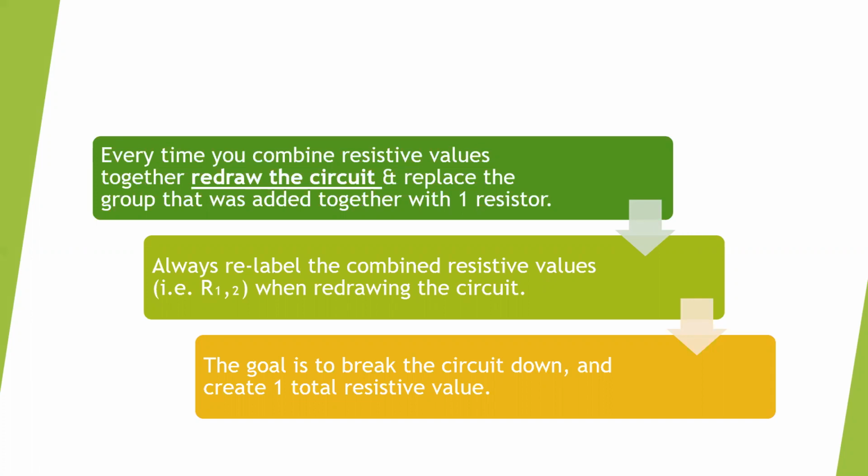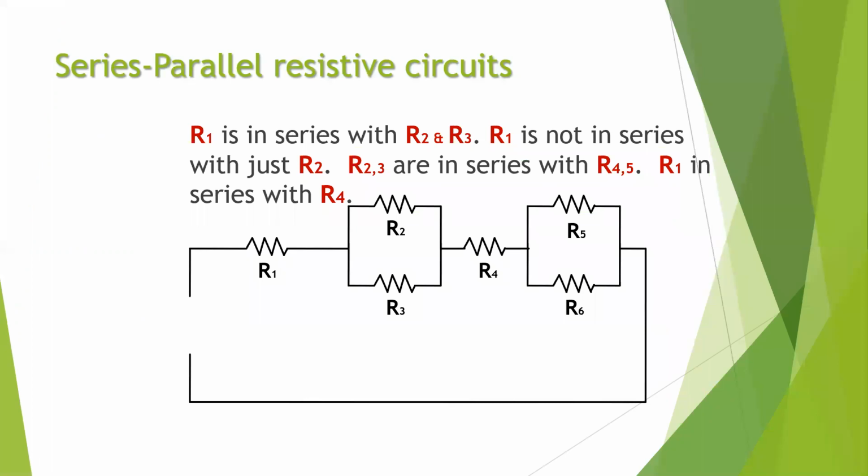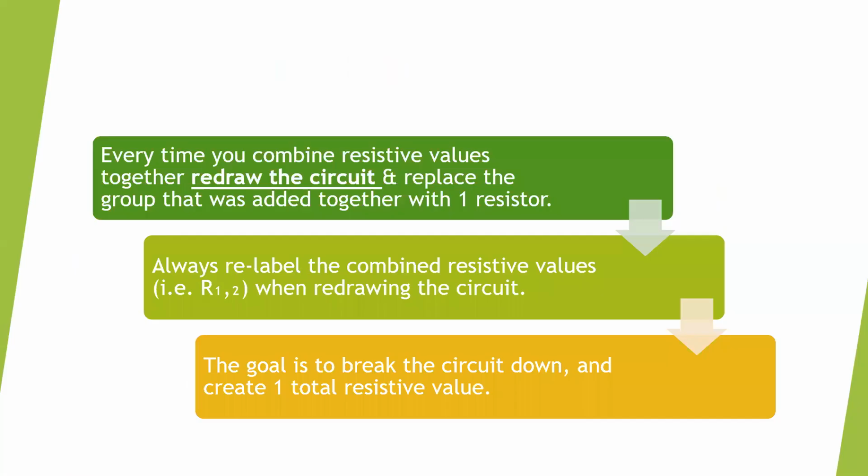So for example, in that previous circuit, we'll just bounce back. When I combine R2 and 3, I label that R2,3 as one resistor. That way I know what previous resistors have gone into it. It just helps with my labeling. Always relabel and combine resistive values when redrawing the circuit. Essentially the goal is to break the circuit down and get one total resistive value. Your goal is to break that down to one series circuit, okay?